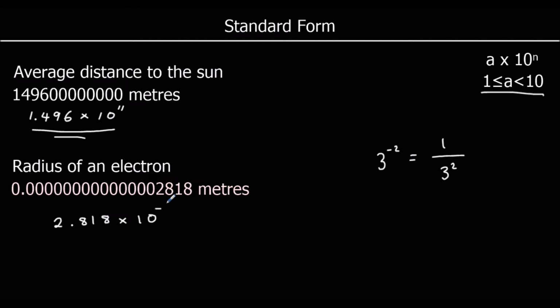So how many times do I want to divide 2.818 by 10 to get my number? So I've got 2.818 divided by 10 once, twice, 3, 4, 5, 6, 7, 8, 9, 10, 11, 12, 13, 14, 15 times. So I can say the radius of an electron is 2.818 times 10 to the power of minus 15 meters.